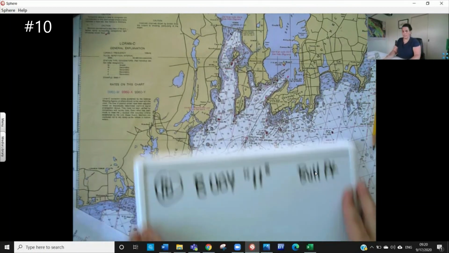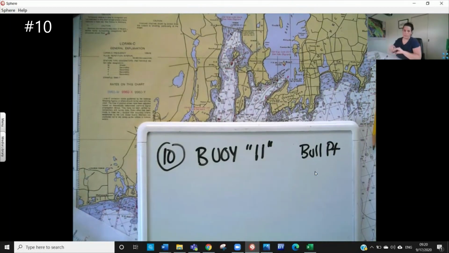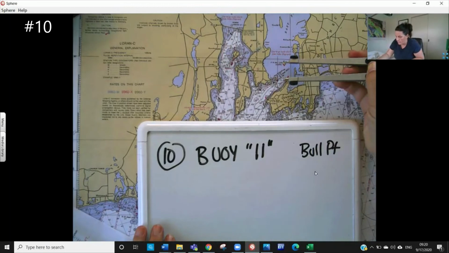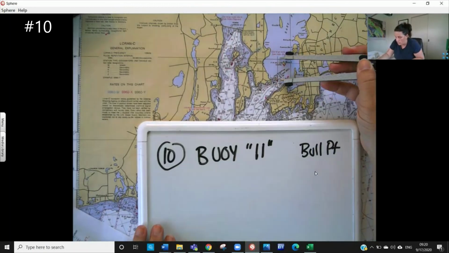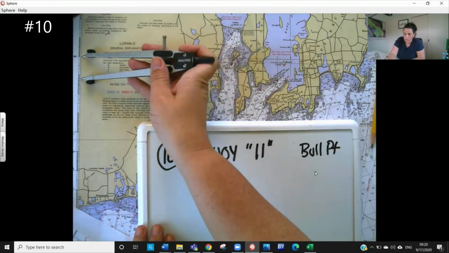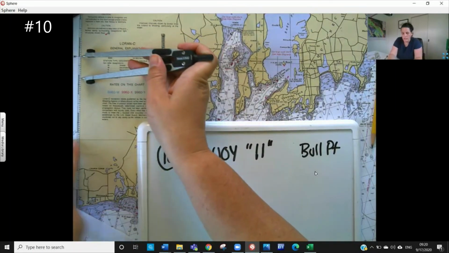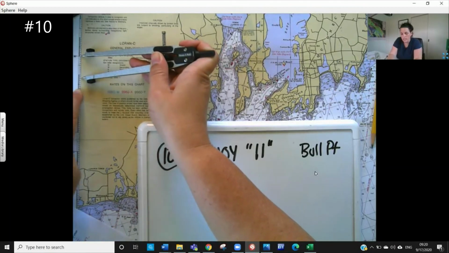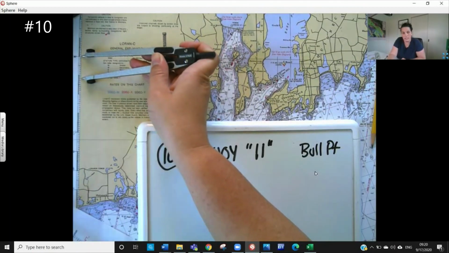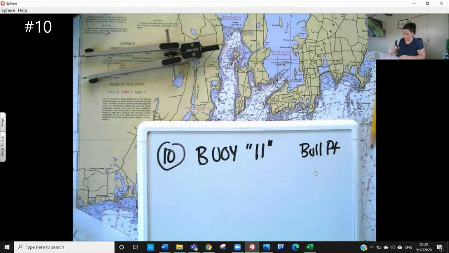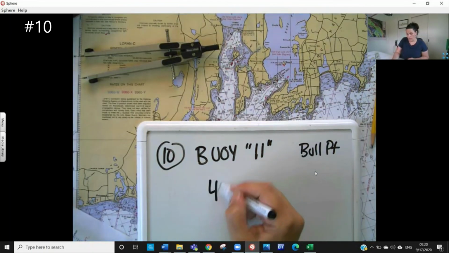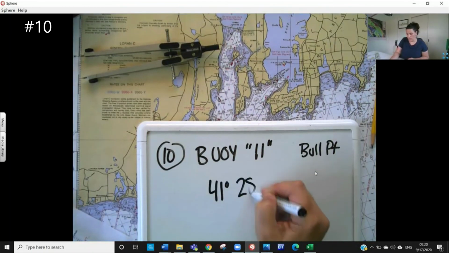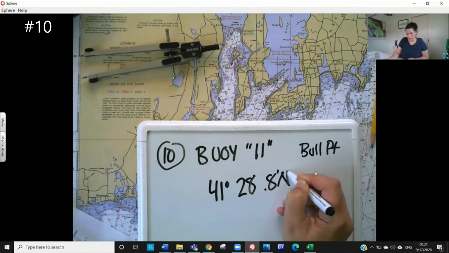So now I can measure my latitude. Working all the way over. And I have 25, 6, 7, 8, 28.8. So I have 41 degrees, 28.8 minutes north.